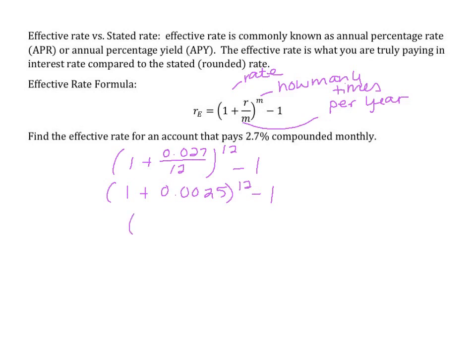If we add 1 to that, we get 1.0025 to the 12th power. Take 1.0025 to the 12th power and we'll get 1.0273. And if we subtract 1, we'll get 0.0273. Again, this is a decimal. We need to move it into a percentage rate. So 2.73% is actually the effective rate versus the stated rate of 2.7%.